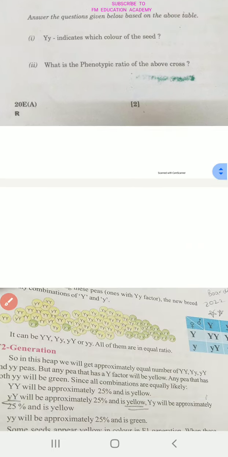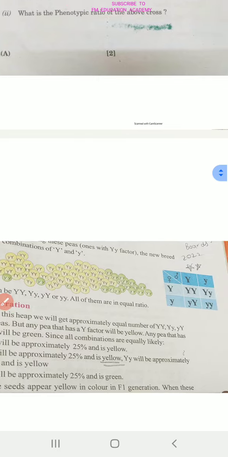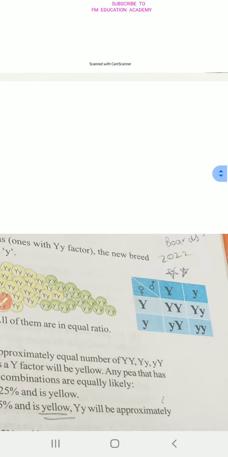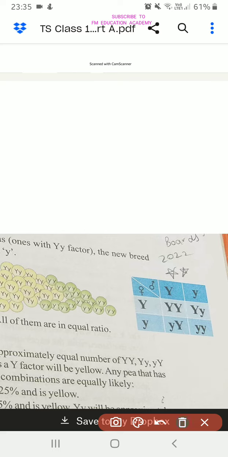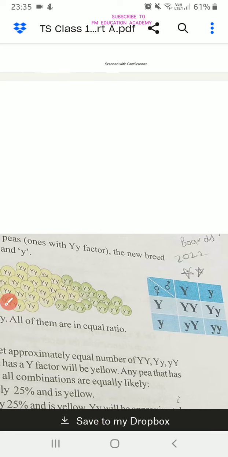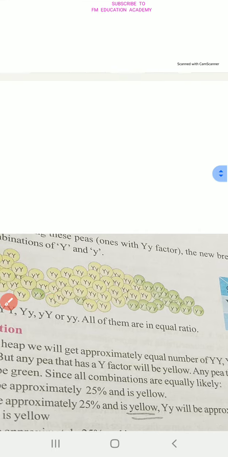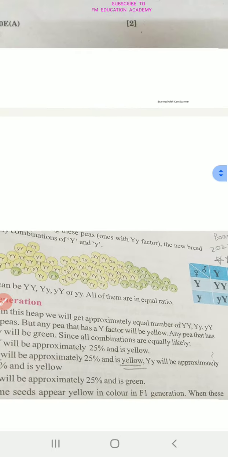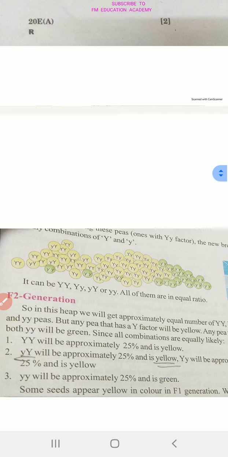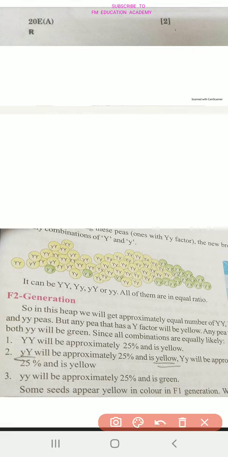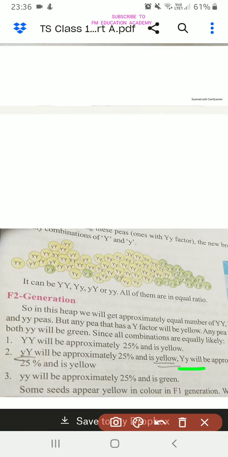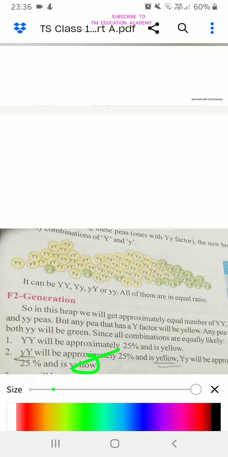See, this is the same table which he has asked, and it is asking the color of the Yy seed. So see here, the answer is there. Capital Y small y will be yellow in color. Okay, that is the answer.